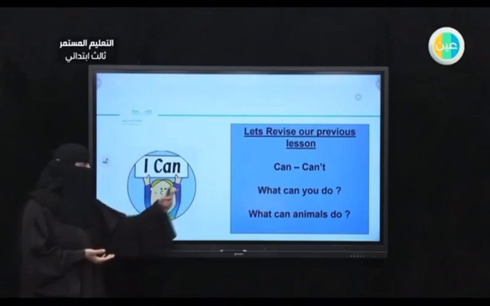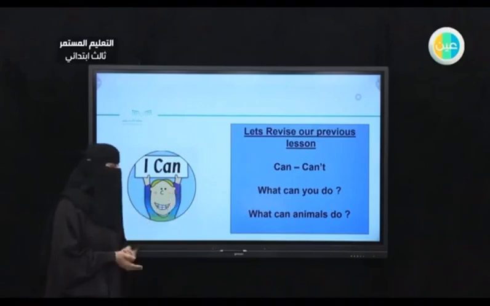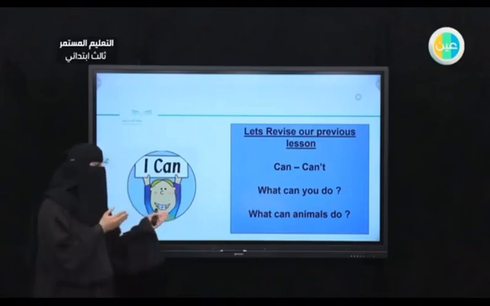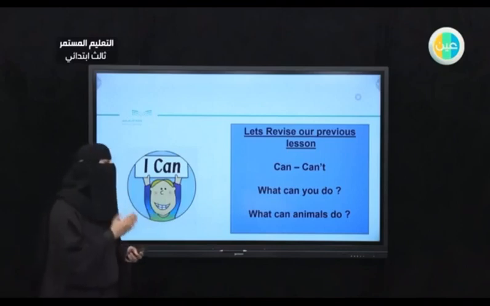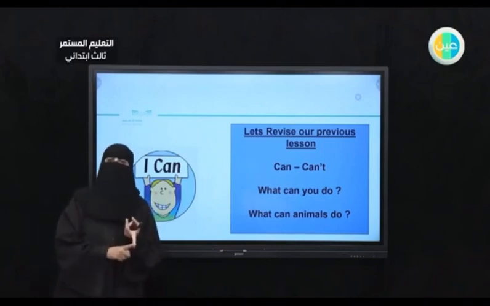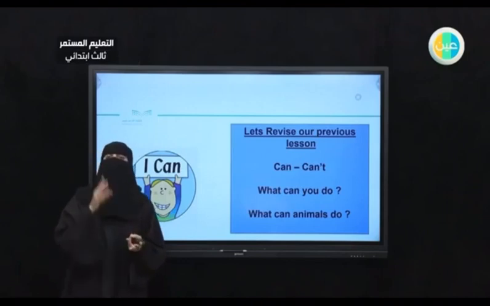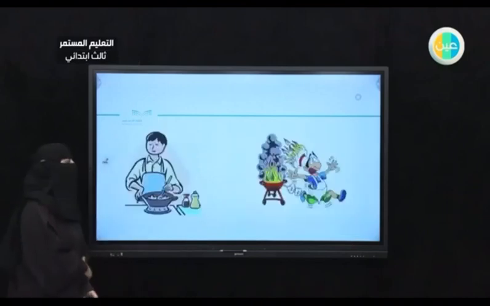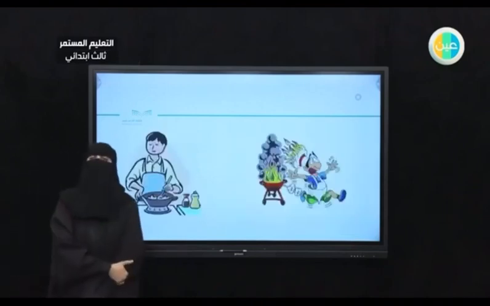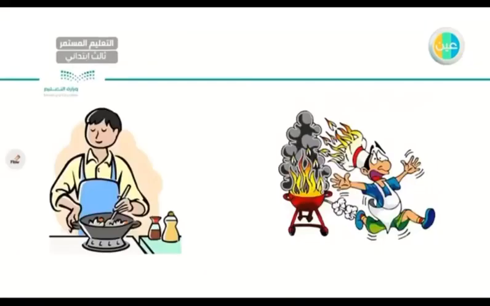Okay, so we were able to answer this question, what can you do? And we were able also to answer, what can animals do? What can horses do? What can ostrich do? What can fish do? And so on. So let's have this to try to refresh your memory. Here I have two pictures, right? So if you can help me out and tell me, can they cook? Can both of them cook?